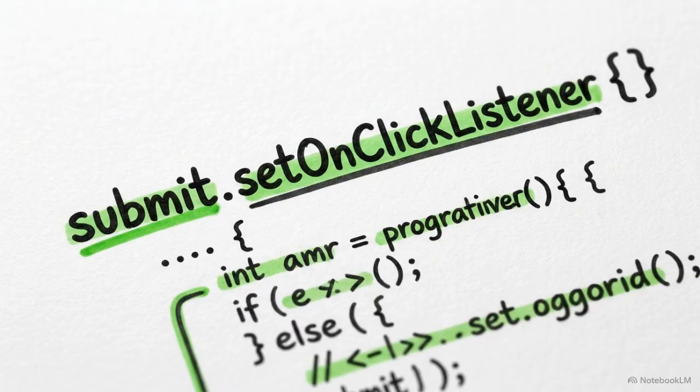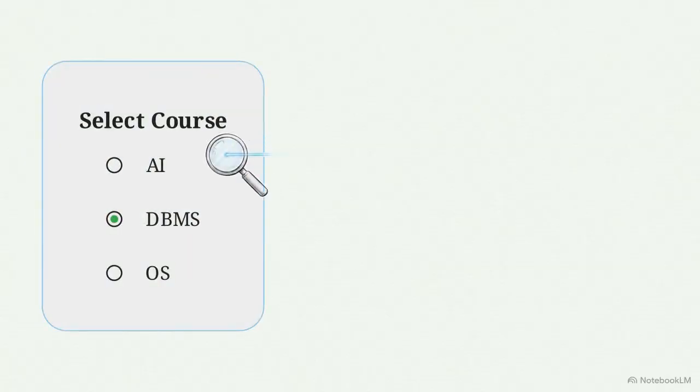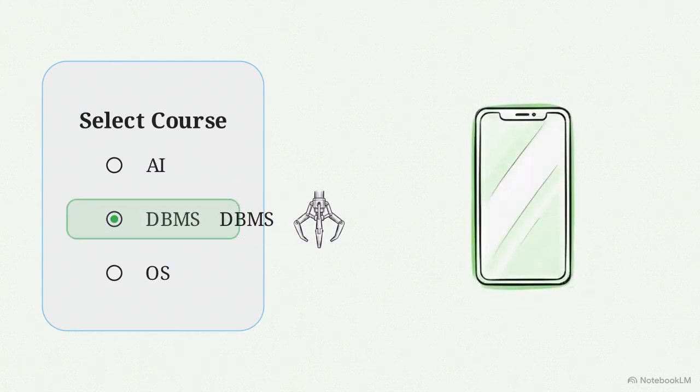Next, we write a setOnClickListener function and attach it to our Submit button. This dictates exactly what happens the moment a user taps the screen. We write out the internal logic. The program checks if a radio button is currently selected, and if it is, it captures the text value attached to that specific choice. We then use that captured text to write a toast message, which tells the Android system to generate a small pop-up containing the answer.